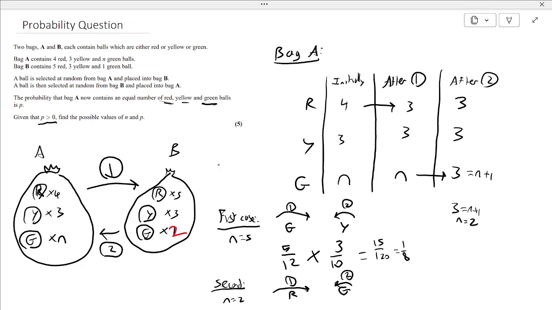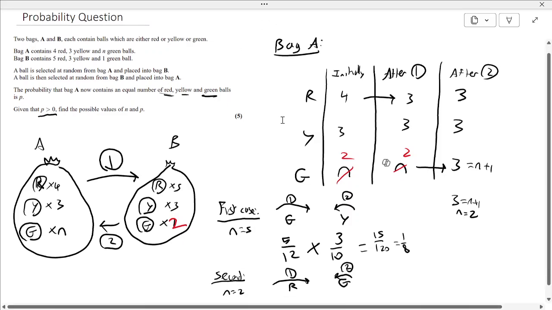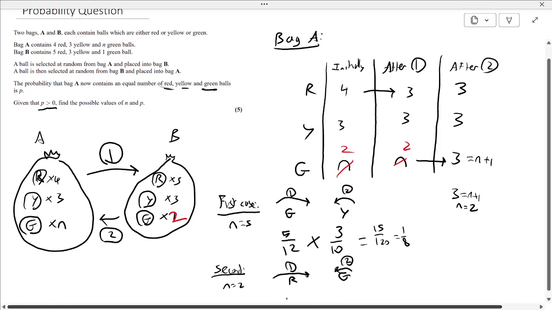Probability of losing a red here was 4 out of, well, n was 2, right? I can add that in. 4 out of 4 plus 3 plus 2 is 9. Okay, 4 out of 9. Let's go down slightly. 4 out of 9.